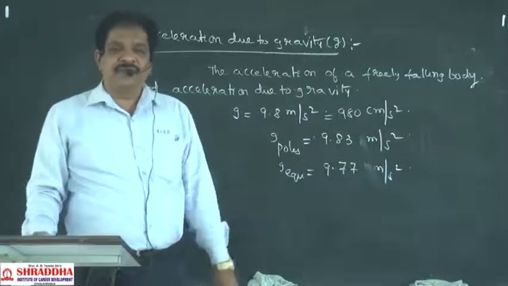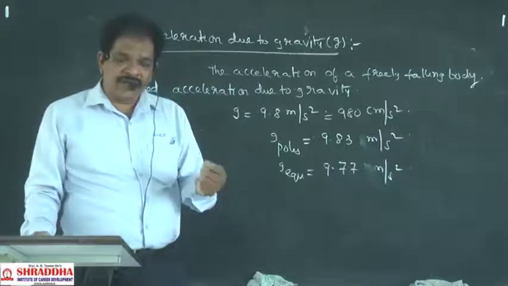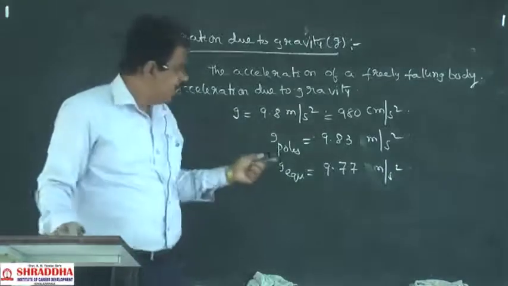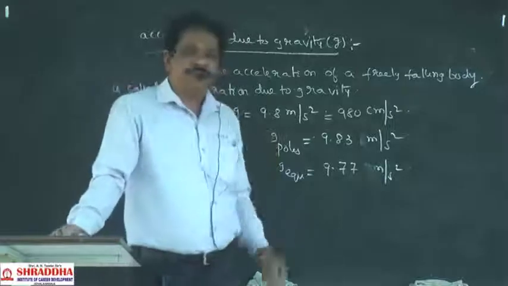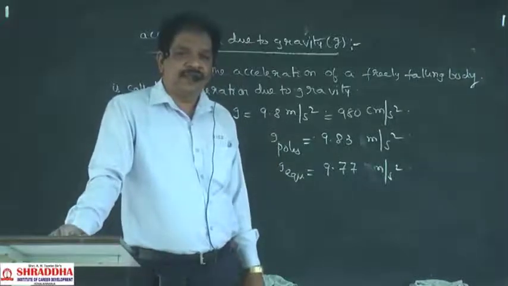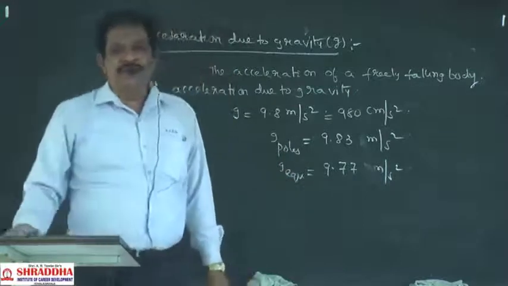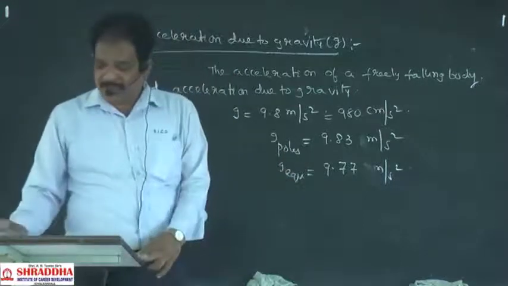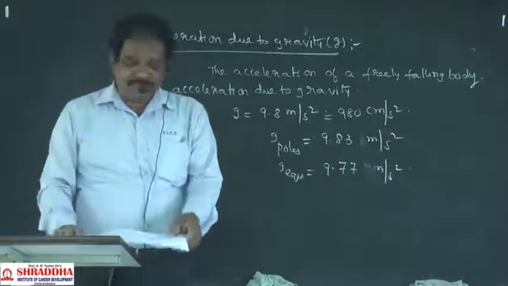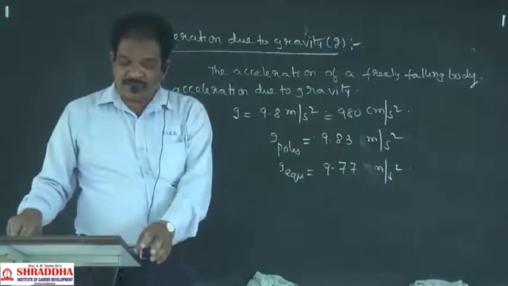Not too much difference you are getting. If you are going from equator to the poles, the g value will slightly increase. If you come from poles to equator, the g value slightly decreases. That is about acceleration due to gravity.